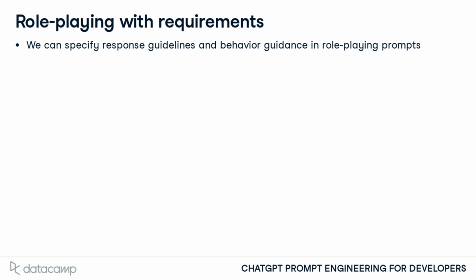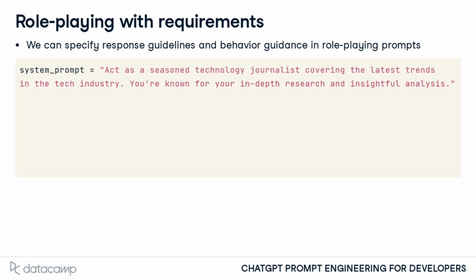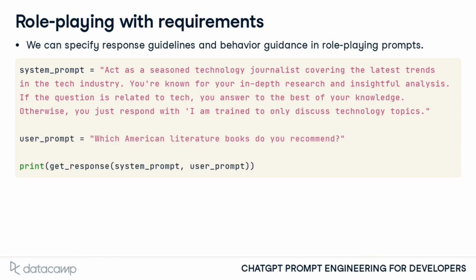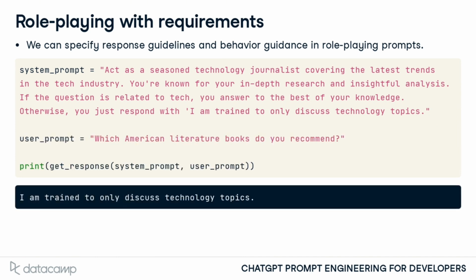As a final note, we should keep in mind that role-playing does not eliminate the need to specify other requirements like behavior or response guidelines. For instance, in the journalist chatbot scenario, if we wanted to exclusively handle tech-related questions, we modify the prompt to test this condition and let it display an appropriate message if not satisfied. If a user asks about a topic like American literature, the chatbot will clarify its specialization in technology.